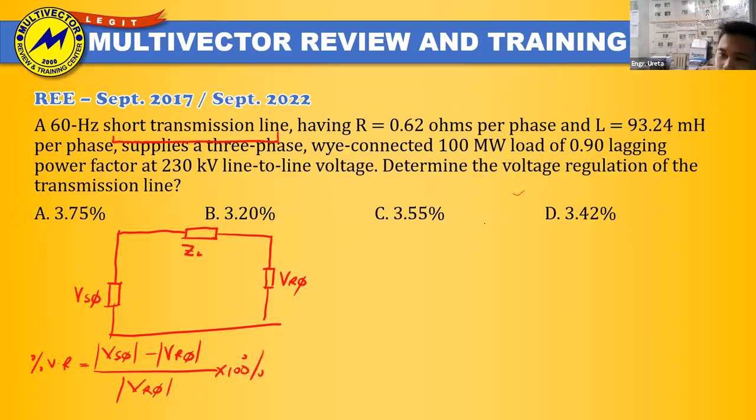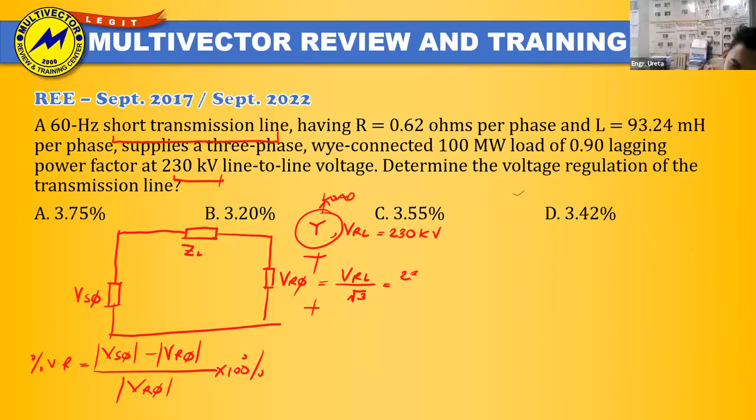May binigay sa problem. Sabi niya, 230 kV line to line yung ating receiving, so nasa load side yung binanggit na yan. Since connected tayo in Y, binigyan tayo ng receiving line to line voltage which is 230 kilovolts. Therefore, the per phase value ng ating receiving end voltage is just equal to the line voltage ng receiving end divided by the square root of 3. Kasi, ulitin ko lang, Y connected yung load natin.